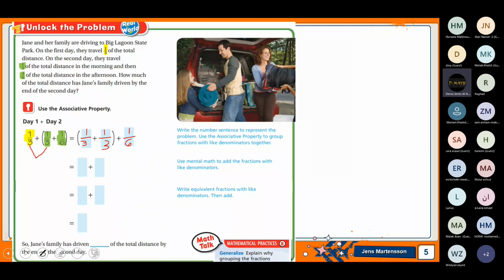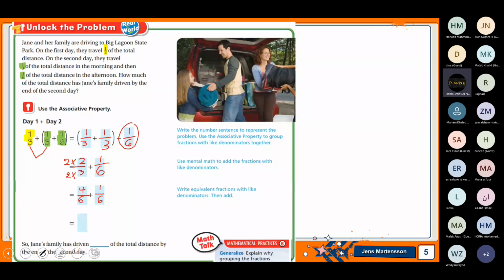Now then, 1 over 3 plus 1 over 3, they have the same denominator, which is 3. Then 1 plus 1. 1 plus 1 equals 2. 2 over 3. Plus, I will get back the 1 over 6. Now then, can I add them if they didn't have the same denominator? No. We multiply by what? By 2. 2 times 2 is 4. 2 times 3 is 6. Plus the 1 over 6.